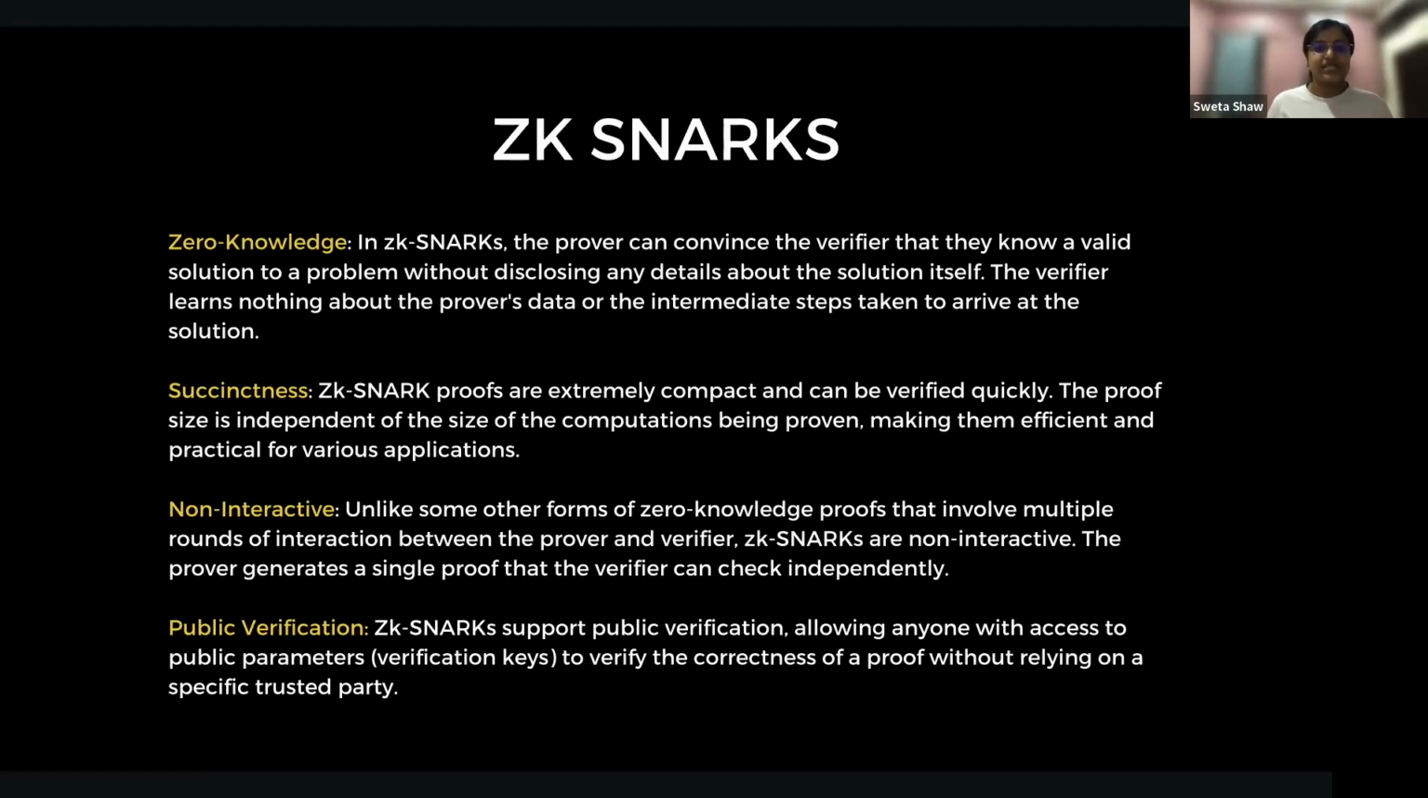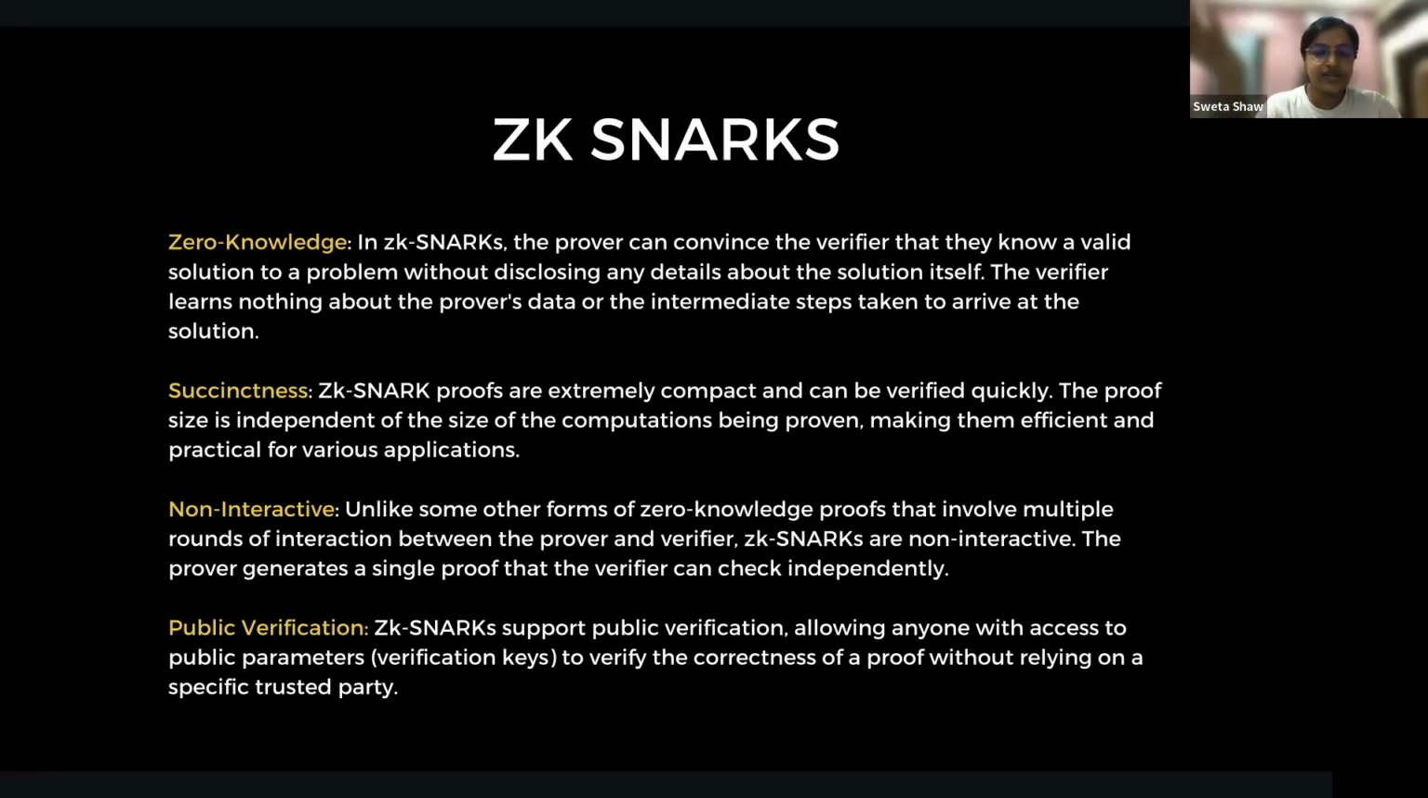So what is zk-SNARKs? Zero knowledge, as we saw previously also, means the prover can convince the verifier that they know something, the solution or something, without disclosing the details of the value or solution. So the verifier learns nothing about the actual data. Another property of zk-SNARKs is succinctness. What that means is the proofs generated during these non-interactive sessions are of very small size. Okay, and that makes them very compact. Also this helps in quick verification of proofs, because of their smaller size.